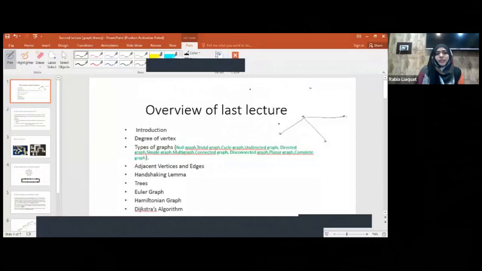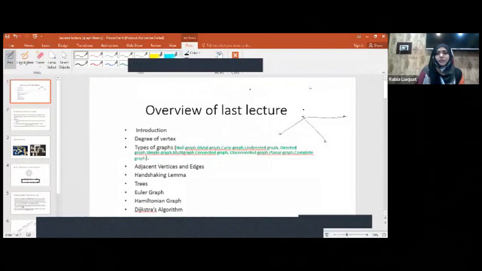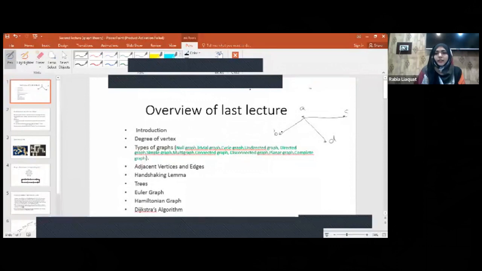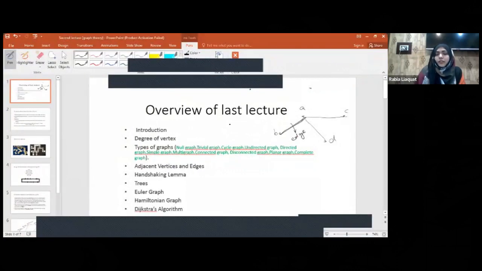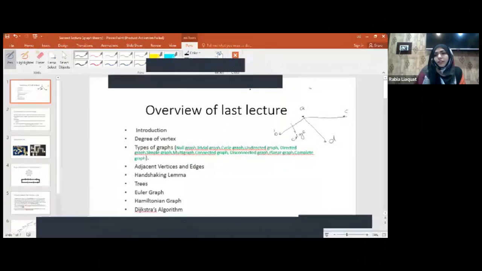In the last lecture, we discussed the introduction and the degree of a vertex. What is the degree of a vertex? For example, we have vertices A, B, C, and D. So A, B, C, D are the vertices, and the relationship between A and B can be drawn as a line which is called an edge. The degree of vertex A is 3, because there are 3 edges belonging to A.